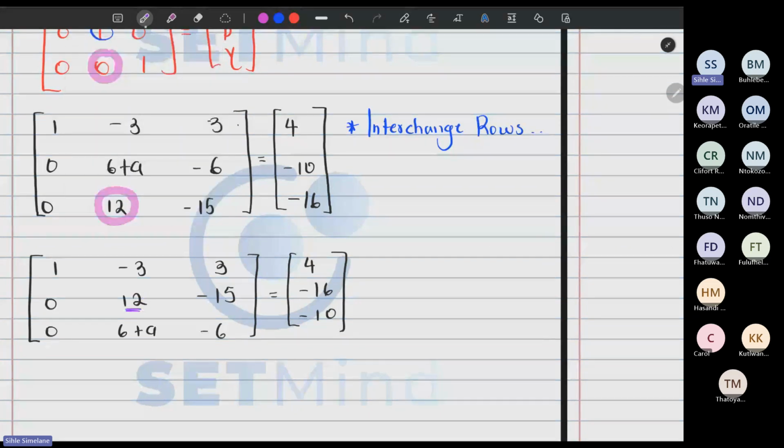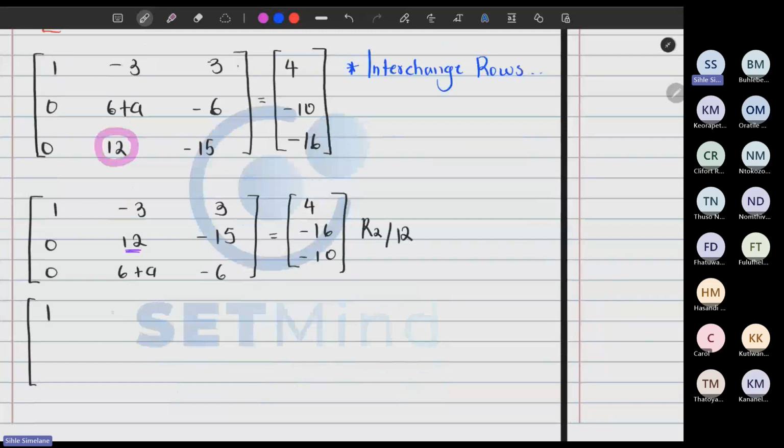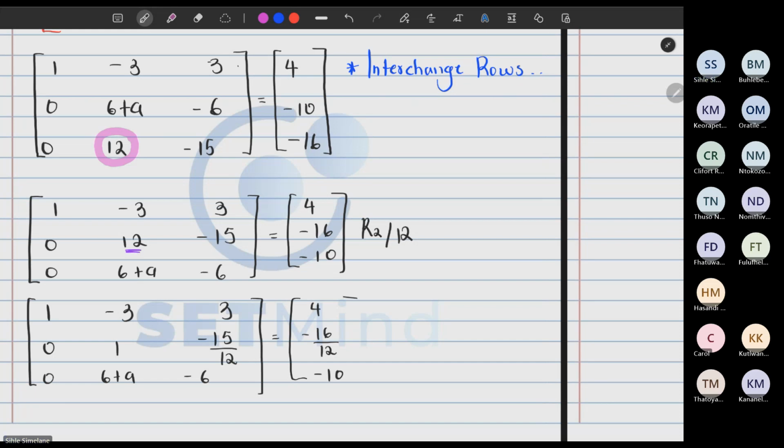So what we can do is row 2 divided by 12. Let's go ahead. We'll have our 1, minus 3, 3, 0, 1. Dividing by 12, we'll get negative 15 over 12. Then the other one remains as it is, 6 plus a, minus 6, equals, we have a 4, negative 16 over 12, and then we have minus 10. Okay.